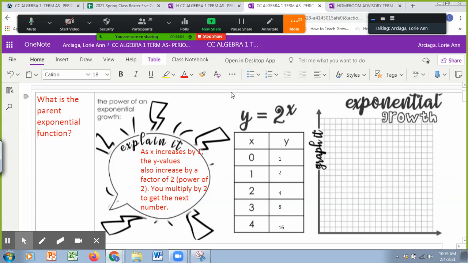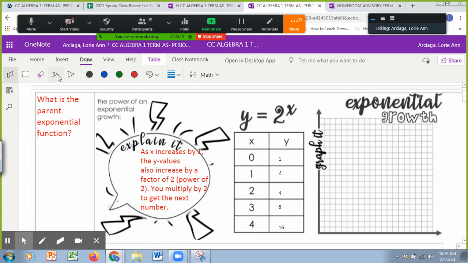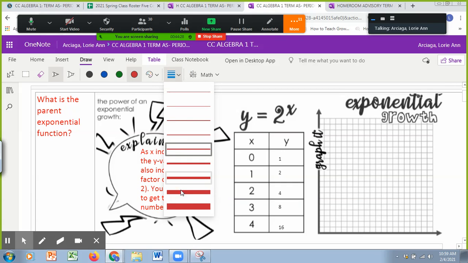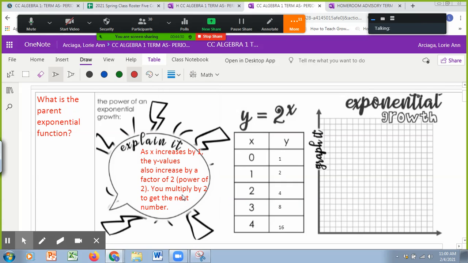So let's try to graph it, shall we? Can you go to draw? Go to draw right here. Now you click on a pen, choose whatever color you want. I want to pick red. I'm going to make it thick so you can see the dots. Tell me when you're ready. Get a pen, choose a color, choose a thickness if you want.